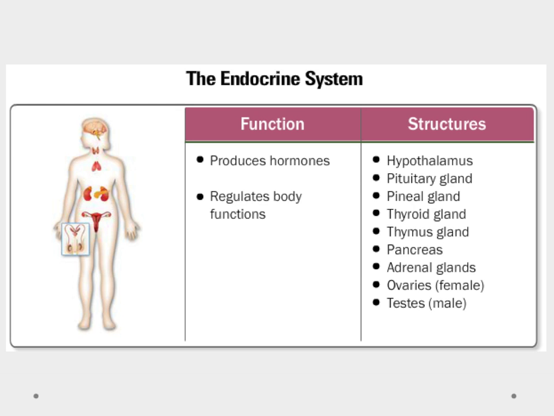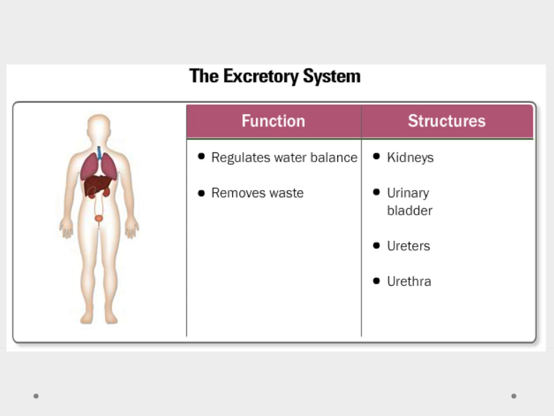The endocrine system is made up of a bunch of different glands. We won't go over those now, we'll go over those a little bit later on, but these glands produce hormones which help regulate body functions. The excretory system is made up of the kidneys, the urinary bladder, the ureters, and the urethra, and this is what regulates water balance in the body. It also is important in removing wastes from the body as well.